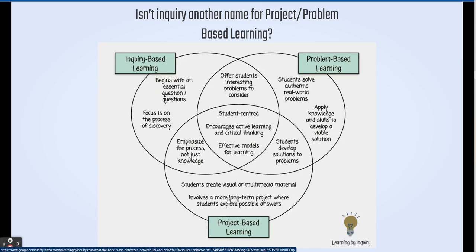rigid in the idea that a long-term project where students explore possible answers, right? That's part of project-based learning, but that absolutely can fit into inquiry-based learning as well, if you have it focus more on the idea of discovery, right? That students are discovering these different pieces.